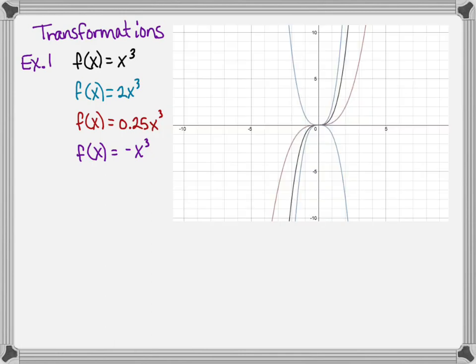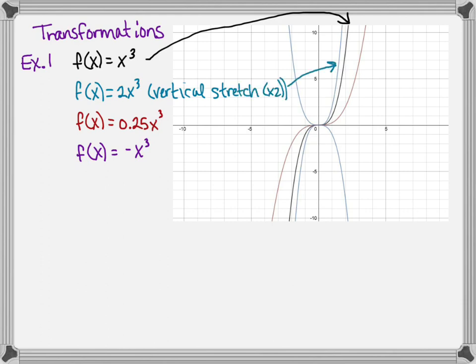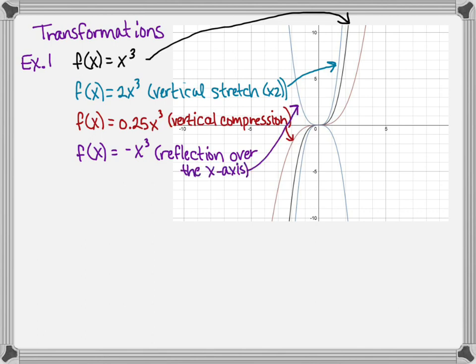So here we see all four of our graphs on the same coordinate plane. We have the parent function here in black. F of x equals 2x cubed is a vertical stretch, and we see it here in blue. F of x equals 0.25 x cubed is a vertical compression, and we see it here in red. And f of x equals -x cubed is a reflection over the x-axis, and we see it here in purple.